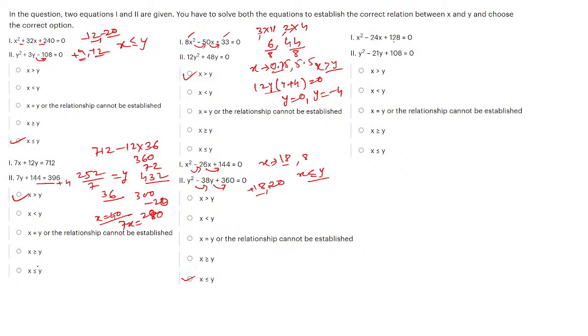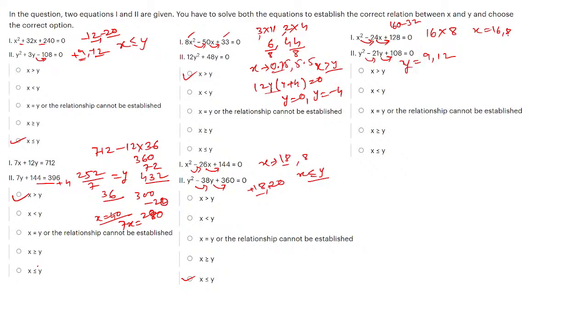X square minus 24x plus 128, 128 gives what? 16 multiplied by 8, right? 16 multiplied by 10 is 160, and minus 32, which is 16 into 2, so that is 32, so 16 and 8 sum up to 24. Double sign change, one sign change, second sign change, so the values of x are 16 and 8, and here it's again 9 into 12 and 9 plus 12, which gives us 21, two sign change here, right? So this is the value of y.